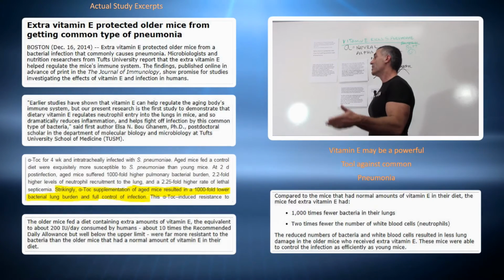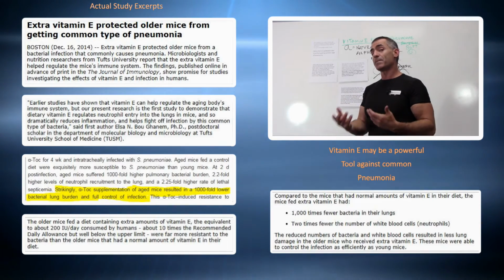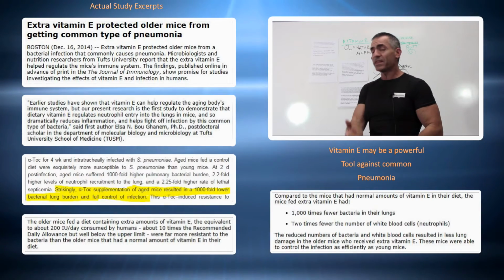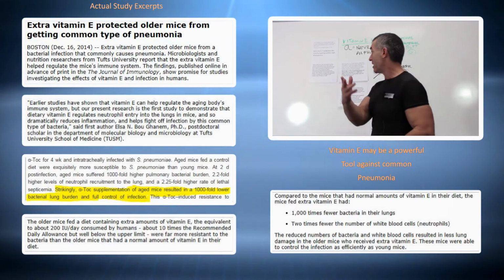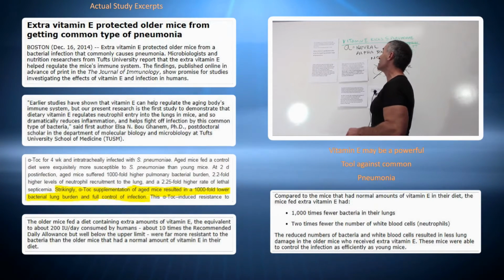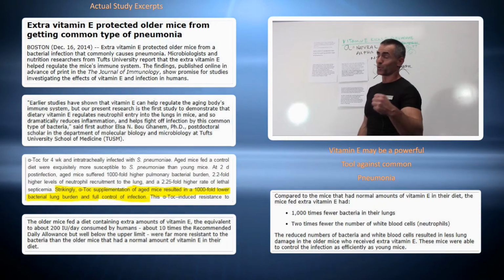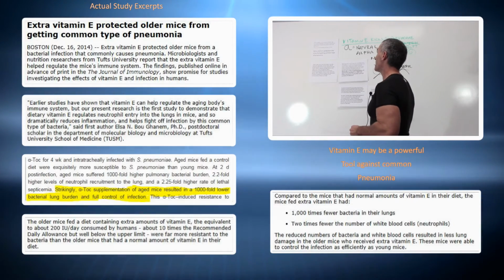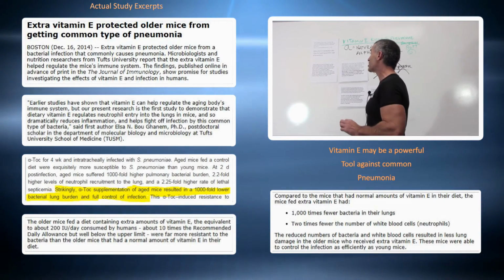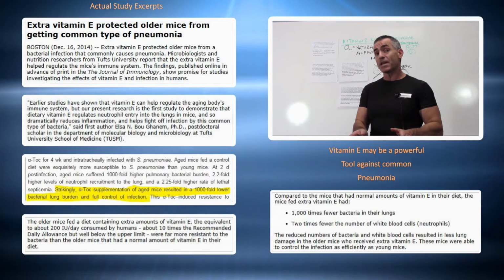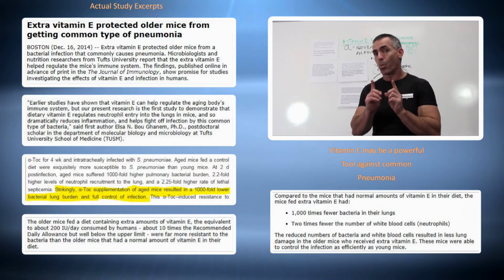Now I proceed. The researchers had a clue that vitamin E may help boost the immune system, and this is why they looked at this, and this is where it led. Earlier studies have shown that vitamin E can help regulate the aging body's immune system, as opposed to what you hear on the TV news. But our present research is the first study to demonstrate that dietary vitamin E regulates neutrophil entry into the lungs in mice, meaning they knew vitamin E helps protect the lungs, but they didn't know how well it did.